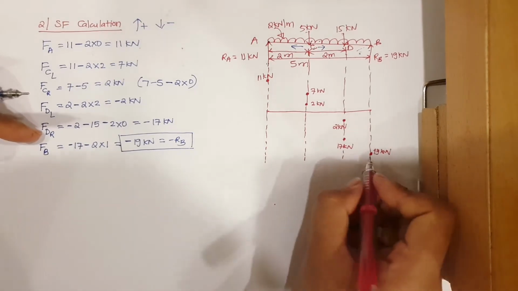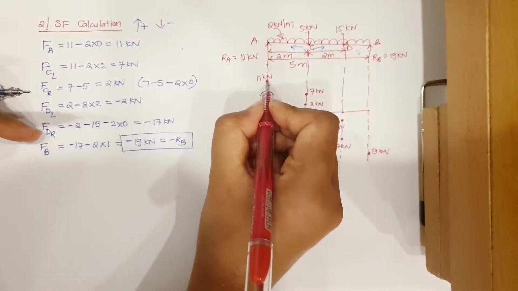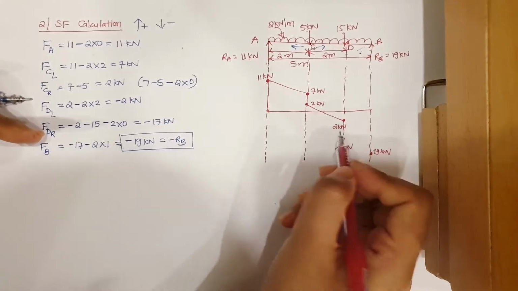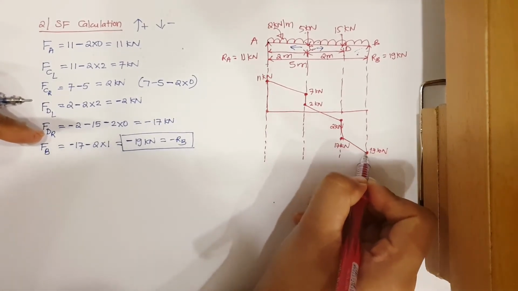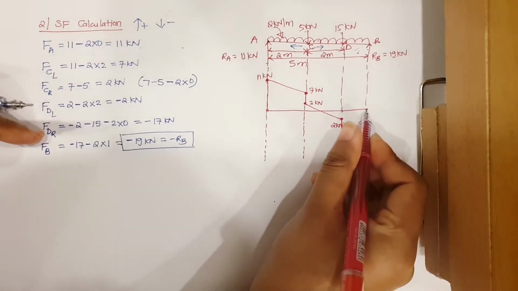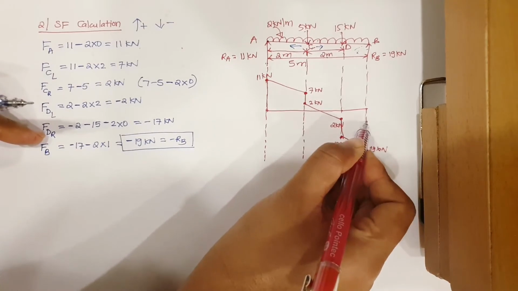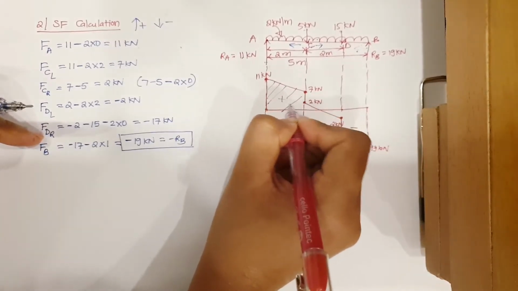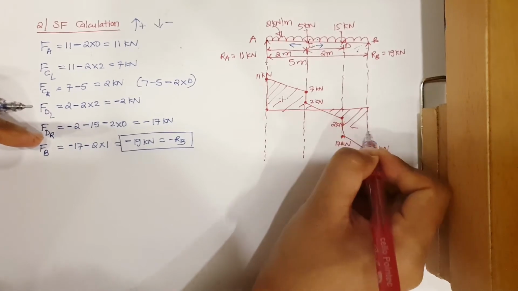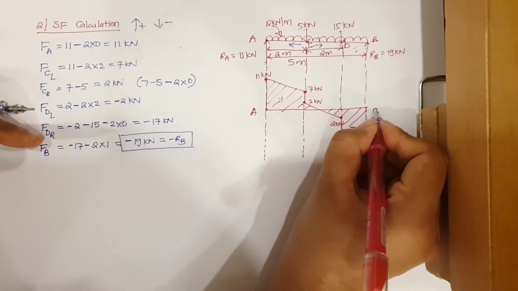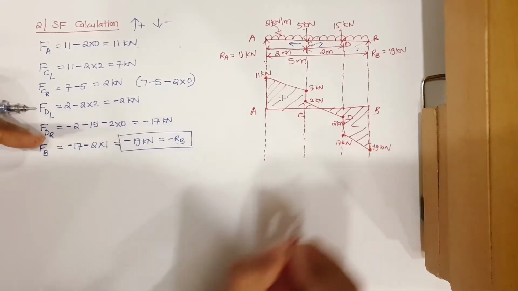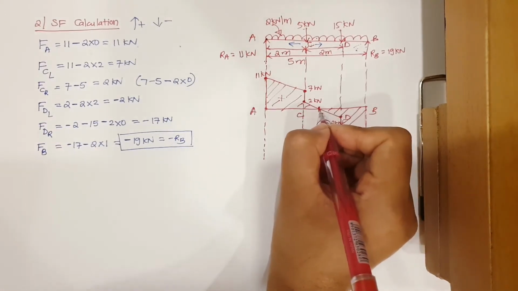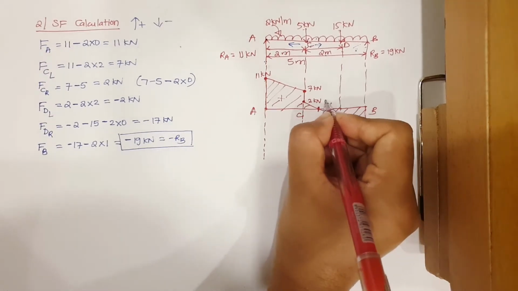Right, so let us join these lines: 11, then 11 to 7, then 7 to 2, then from 2 it goes directly to minus 2 here, then 17, then 17 to 19, and then done. So this is your shear force diagram. These parts are positive, this is negative. If I shade it, this is my A, B, C and this is my point D. This is the point where the shear force suddenly changes its sign from positive to negative. This is the point of contra shear. Let us name this point as E point.